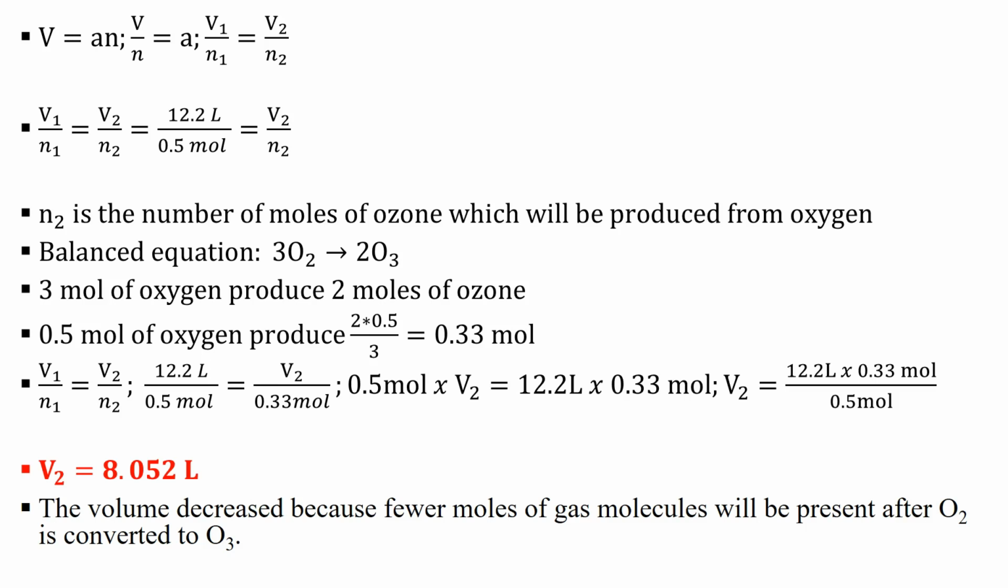Then we determine V2, and we obtain V2, which is equal to 8.052 liters. So you can see that the volume decreased. Of course, that is because after changing the oxygen to ozone, the number of moles decreased. We were having 0.5 mole of oxygen, and at the end we produce 0.33 mole of ozone. So we have the number of moles decreasing. So decreasing the number of moles should also decrease the volume.